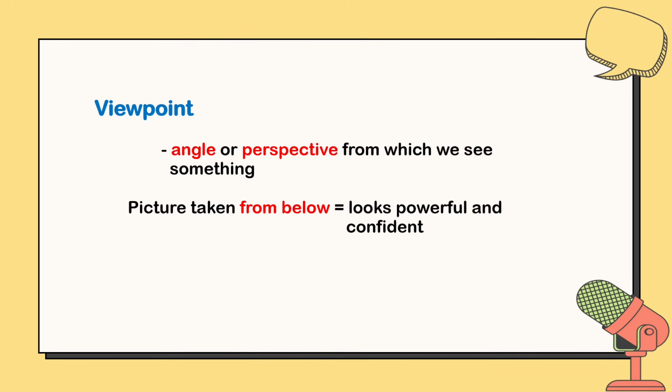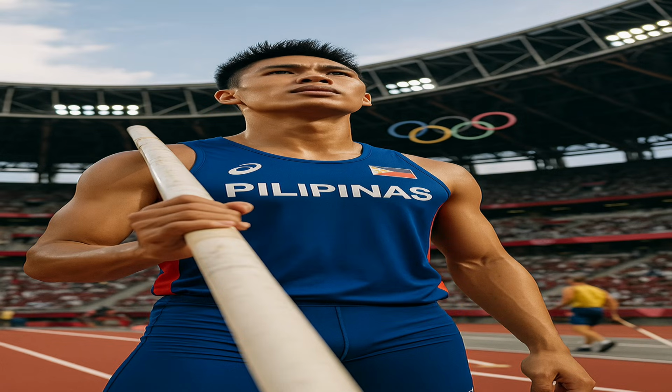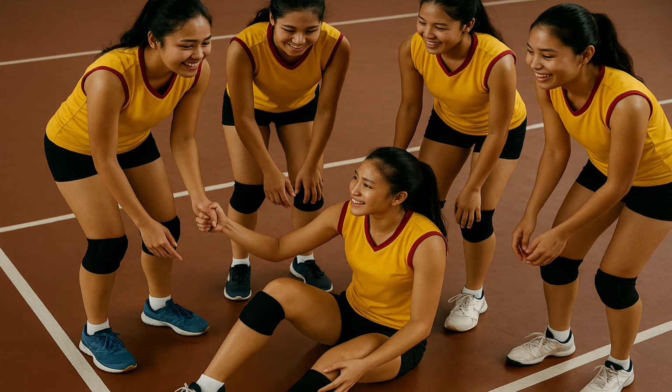Example: when a journalist wants to show someone as strong or inspiring, they might use a low angle to make the person look taller or more powerful. If they want to show the team spirit of a volleyball player helping out a teammate, a high angle might show the whole team together, emphasizing unity.